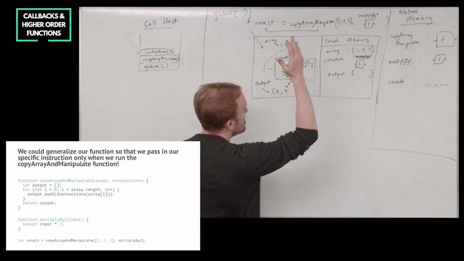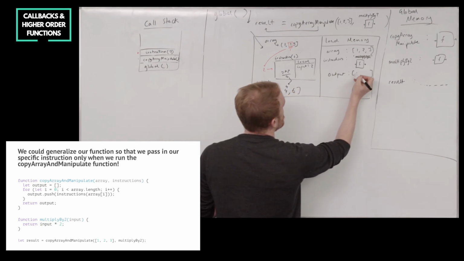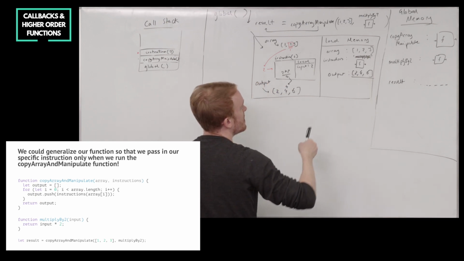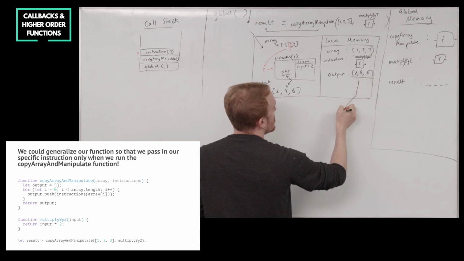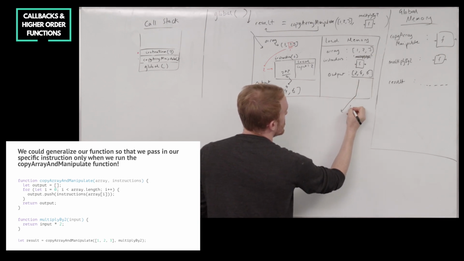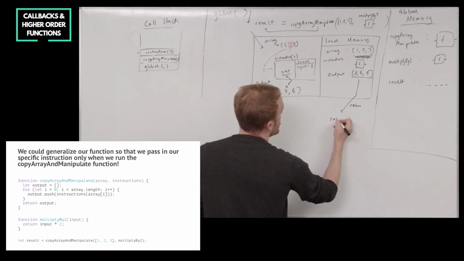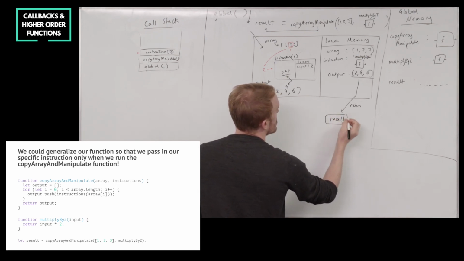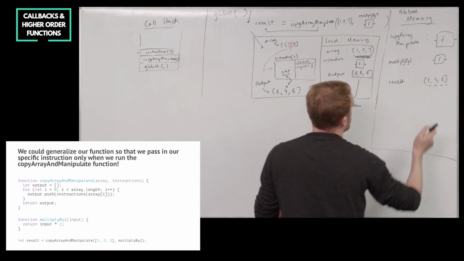But it's a for loop. No, I'm not going to do it again. There you go, 6. 2, 4, 6. And now we hit the final line of the function. What's the final line of the function here to do? Return output. Return the value of output, which is 2, 4, 6, into the global variable result. There it is, 2, 4, 6.